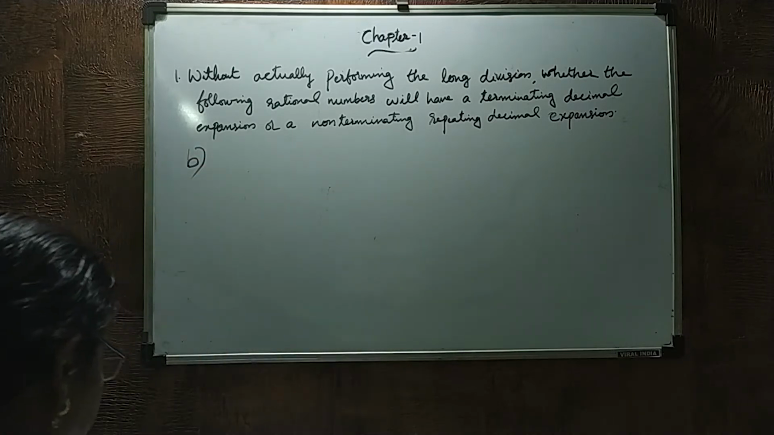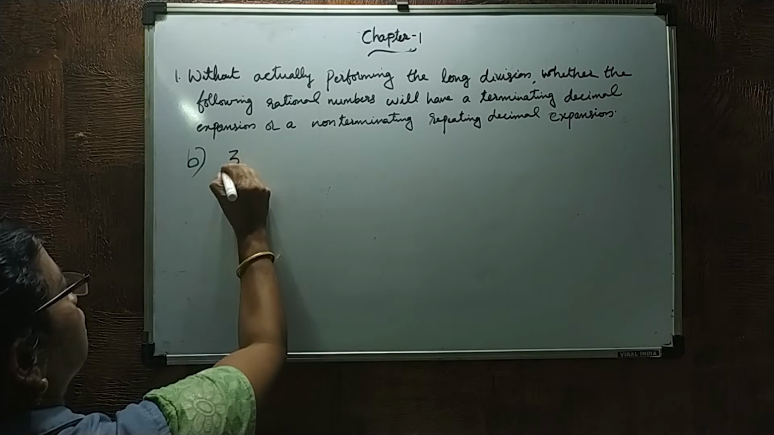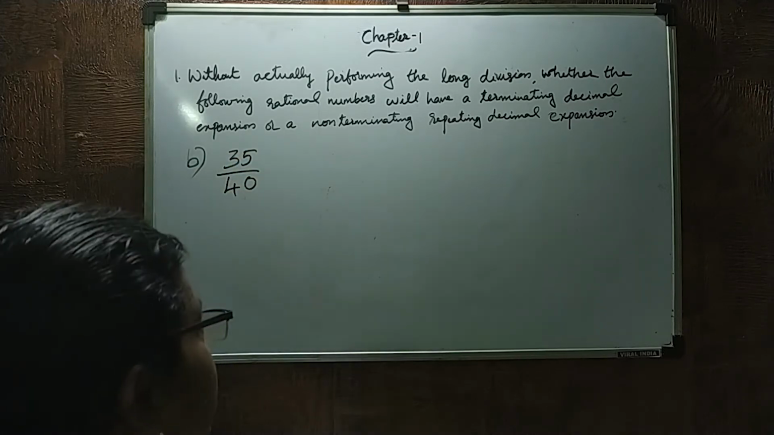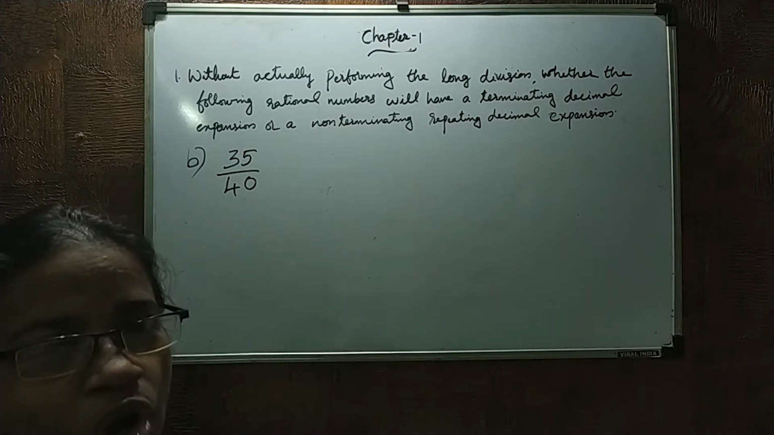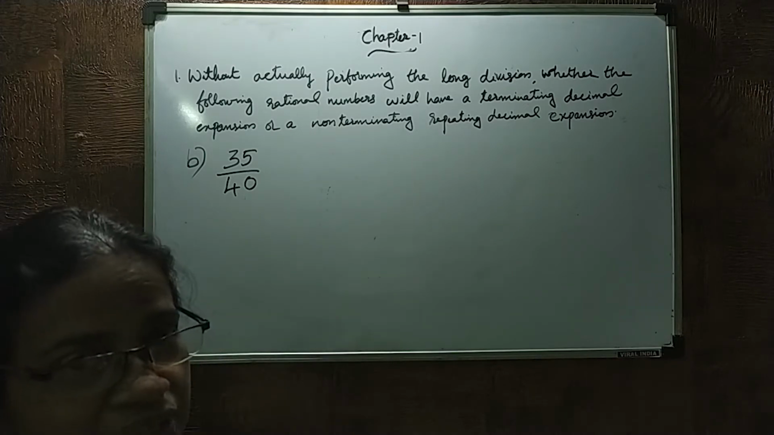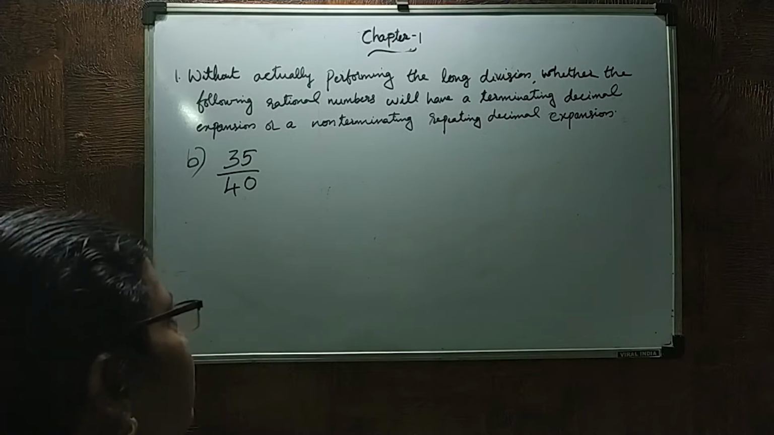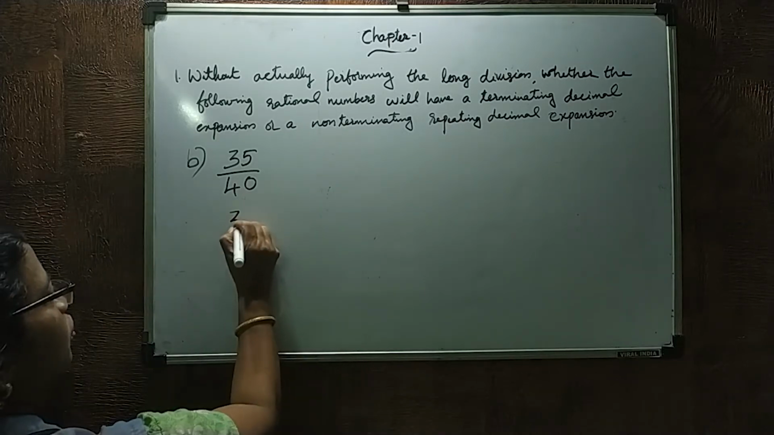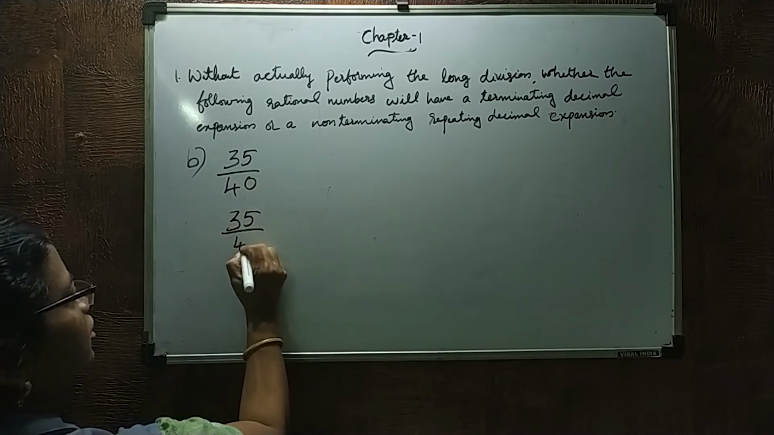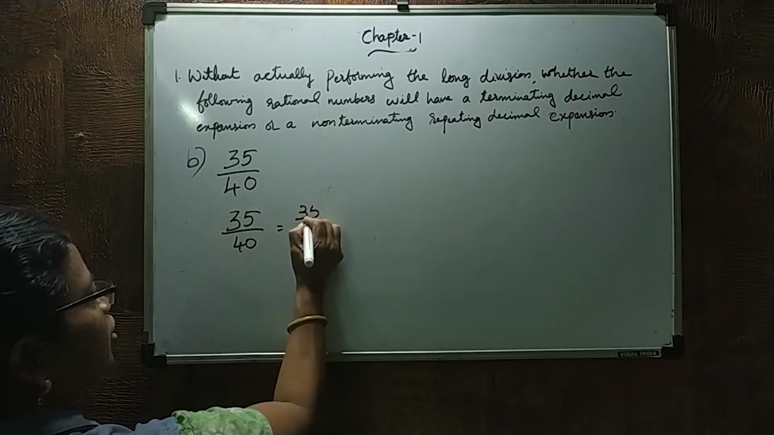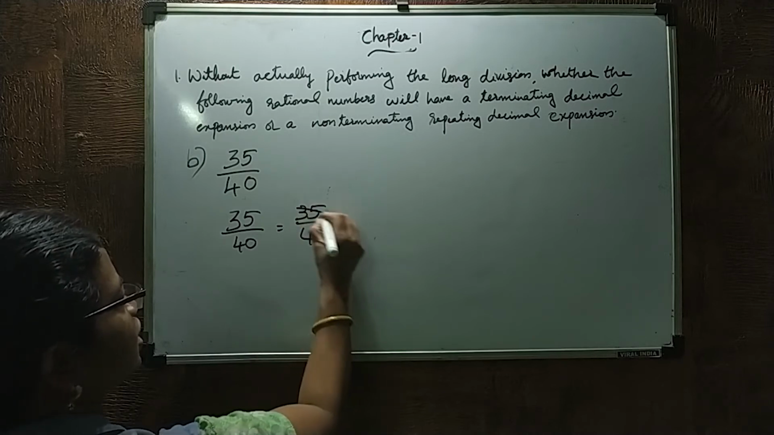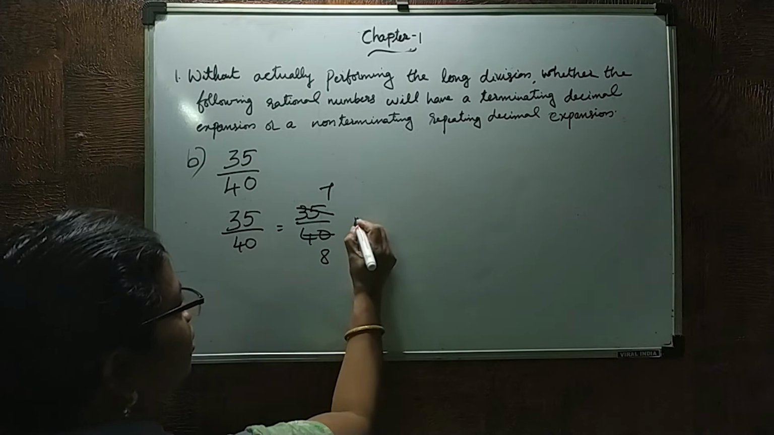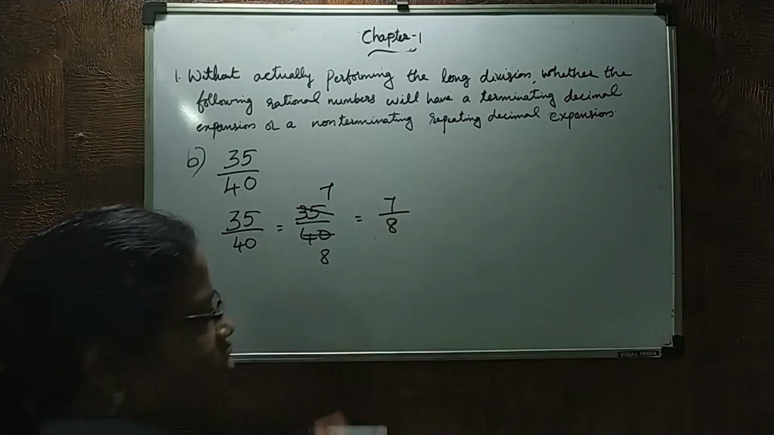Second question. 35 by 40. Just find out if any common factor is there. Yes, 5 is a common factor for both of them. So 35 by 40 can be written as 35 by 40. We will just cancel it. 7 5s are 35, 8 5s are 40. You will get the answer 7 by 8.